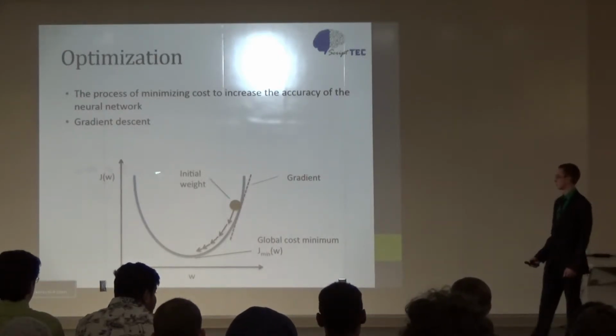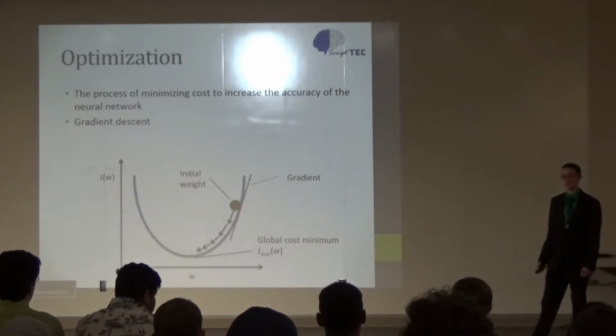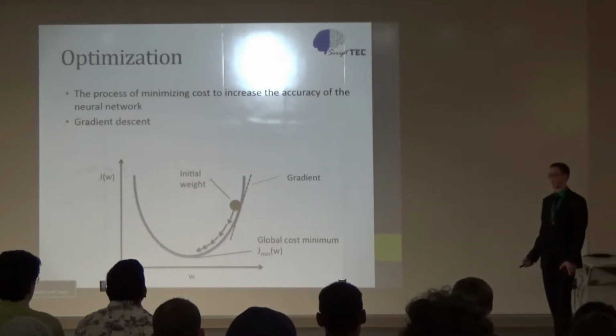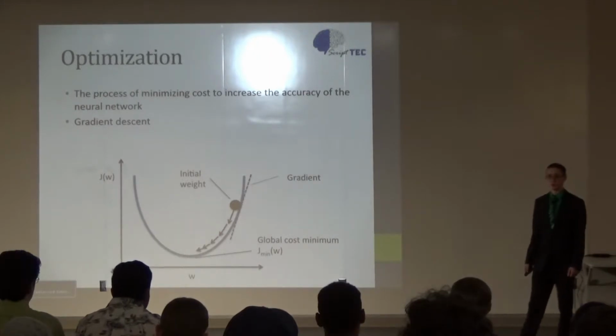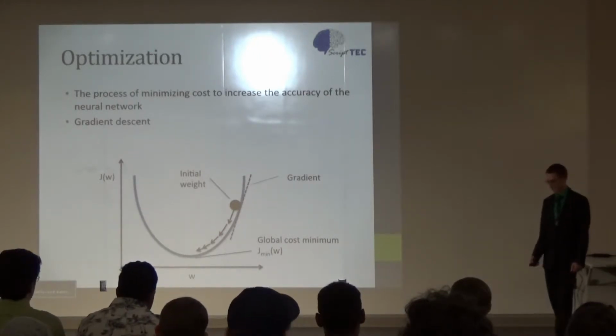You can look at this kind of like a ball on a slope. If you change it, you try to find how to change it so that it goes just a little bit down and eventually reaches this global minimum, which is the lowest error for the neural network, and therefore the highest accuracy.